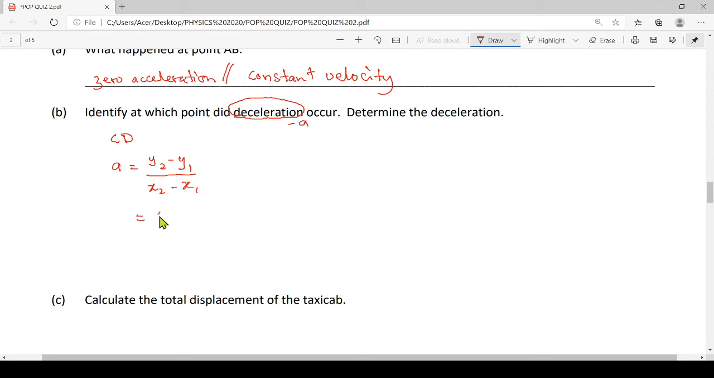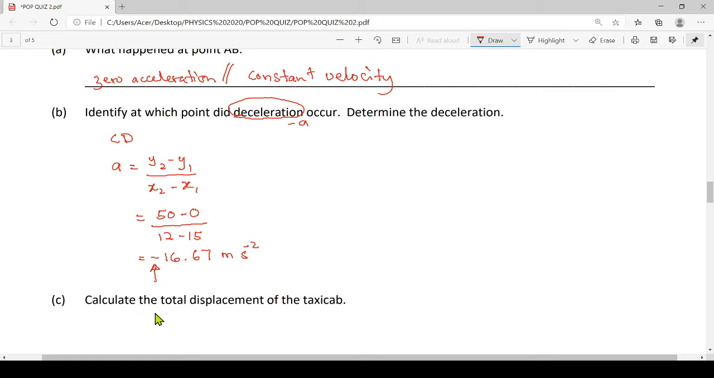Okay, so I have 50 minus 0 divided by 12 minus 15. So you will end up with negative 16.67 meter per second squared. Alright, so how do I know that this is deceleration? I have a negative symbol in front here. So it shows that the object is slowing down.